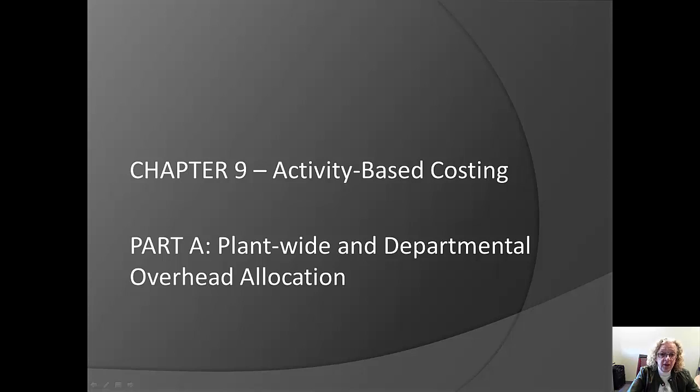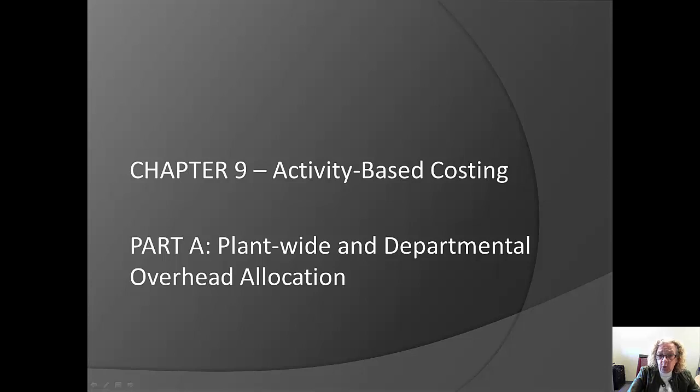However, we found that some costs, overhead costs, could not be traced. There was no direct way to determine how much of those overhead costs went into the various things that we were making. So we allocated those costs. This chapter discusses various ways to allocate overhead costs.